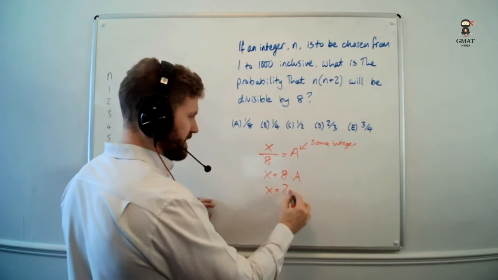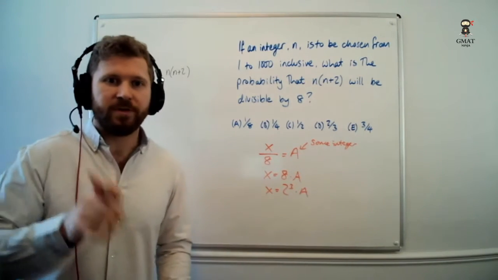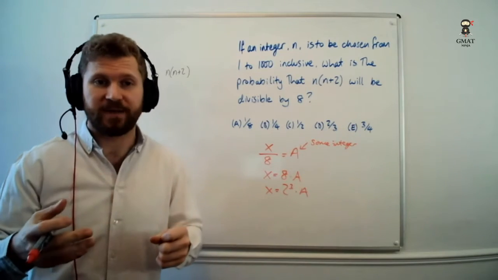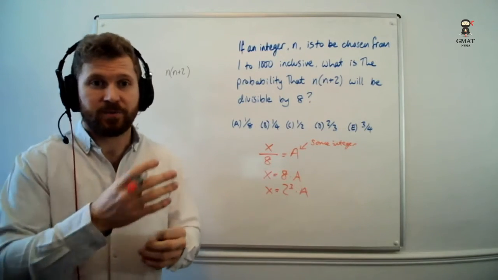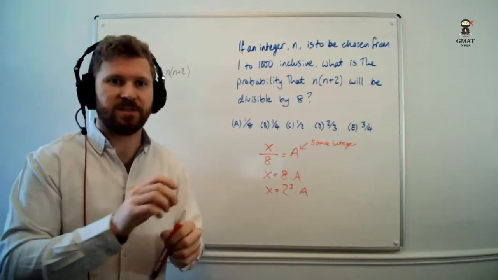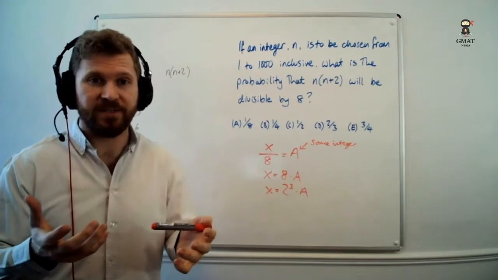And if I prime factorize that, it would be 2 cubed times a. For a number to be divisible by 8, it needs 3 2's in its prime factorization. So if you want to check whether a number will be divisible by another number, it's what is in the prime factorization, and can you tell whether that number's in there?